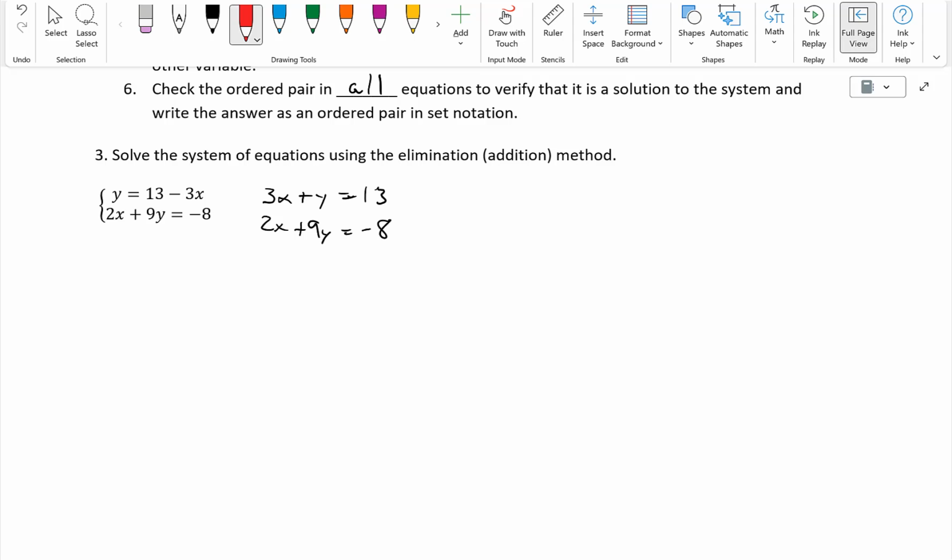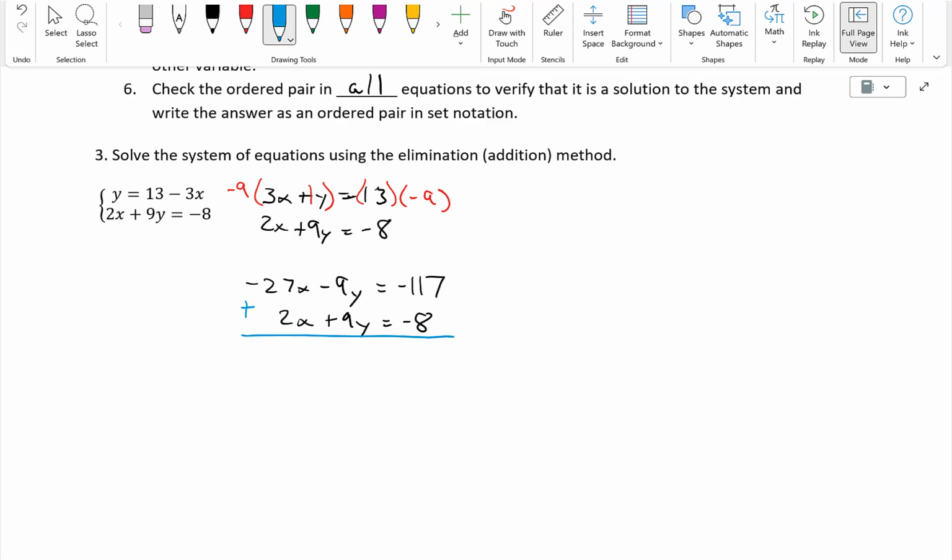But if I work with the y's, since I have that 1 in front of y here, I can just multiply the whole first equation by negative 9 on both sides to get my opposites for the y's. So if I do that, I get a negative 27x minus 9y equals that negative 117. And then my 2x plus 9y equals negative 8 is still there. My new step now is to add those two equations together.